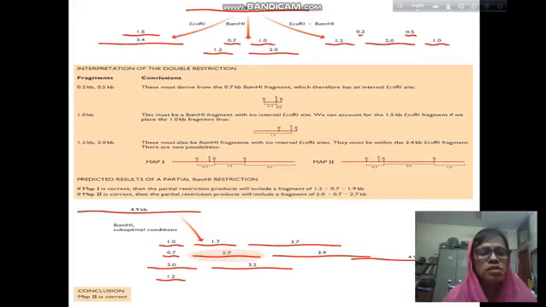If map 1 is correct, then the partial restriction products will include a fragment of 1.2 plus 0.7 equals 1.9 kb. If map 2 is correct, then the partial restriction products will include a fragment of 2 plus 0.7 equals 2.7 kilobase.